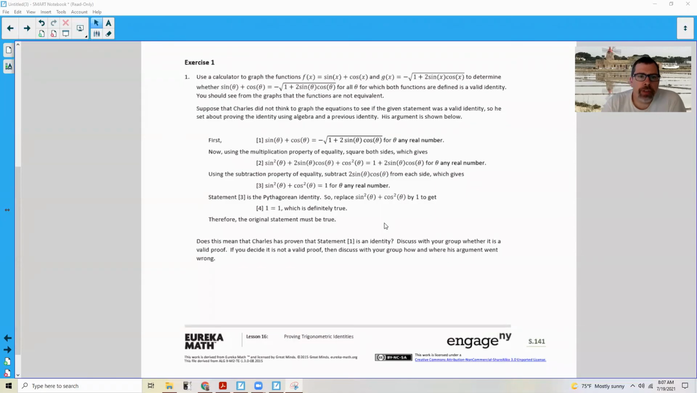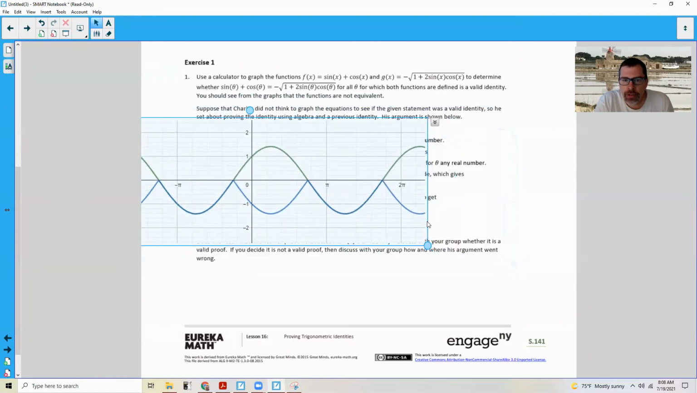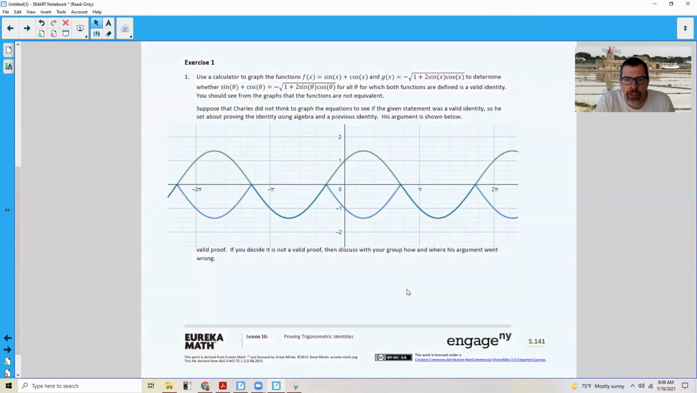Exercise 1 says, use a calculator to graph the function f of x equals sine x plus cosine x and g of x equals negative the square root of 1 plus 2 sine x cosine x, to determine whether they're equal for all theta for which the functions are defined, that is, whether it is a valid identity. You should see from the graphs that the functions are not equivalent. So I'm going to bring that in here. I graphed it in GeoGebra. And so here is the graph.